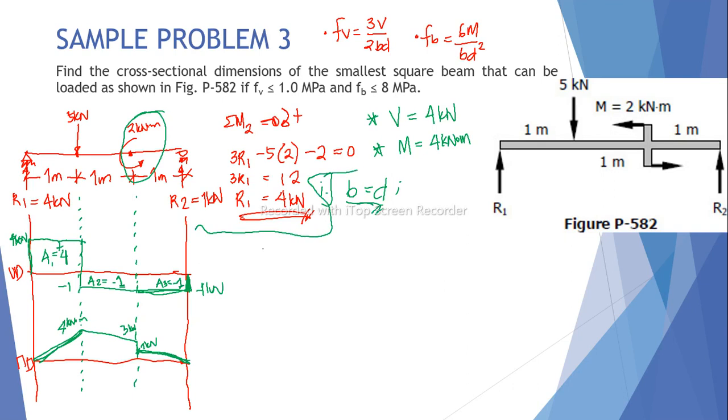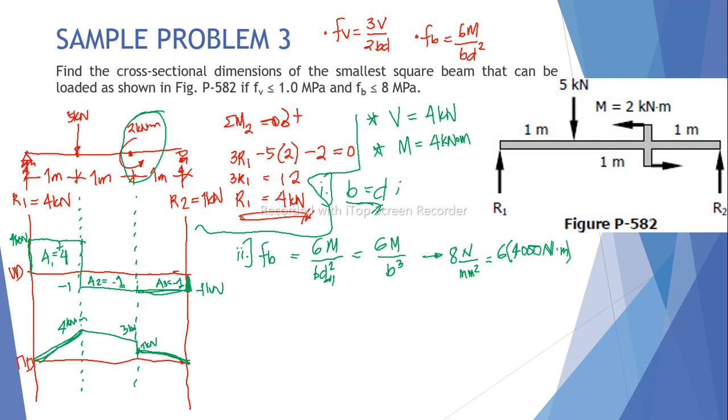So let's start with the flexural stress. For flexural stress, we have F equals 6M over BD squared. Right? And since D is B because they are the same size, it becomes 6M over B cubed. So let's substitute the values. For the flexural stress, that is 8 megapascal or 8 newton per square millimeter is equal to 6 times moment, which is 4 kilonewton meter or 4,000 newton meter.